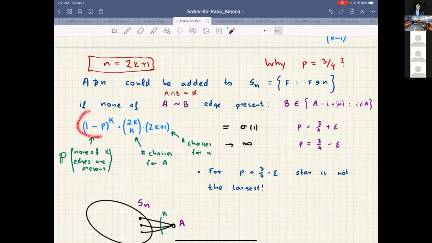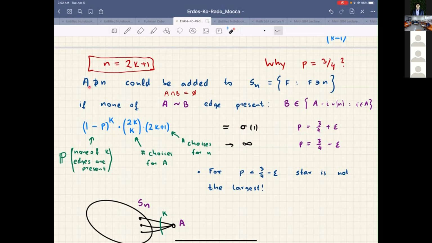So the probability of this is that we eliminate an edge with probability 1 minus p, and there are k of those edges, so we have to eliminate all of them. But the number of choices for A is 2k choose k, and if we want to be precise, then we have to mention the number of choices for n. And if we look at this function, this is the expected number of sets A which could be added, and if p is slightly larger than 3/4, then this expected number is little o(1).